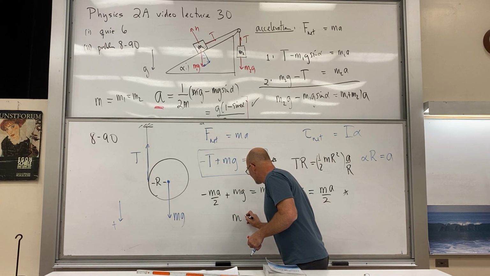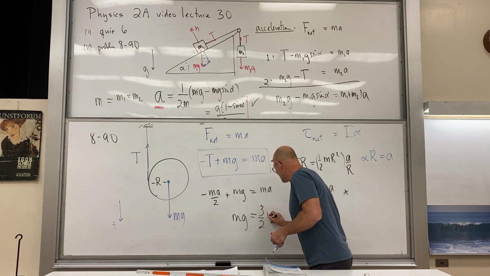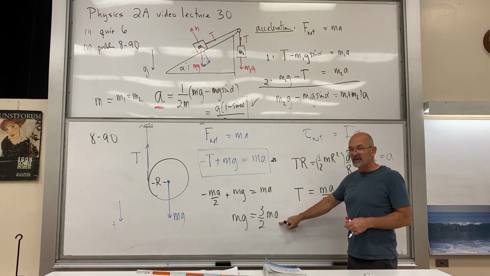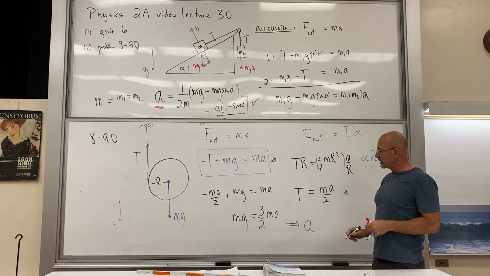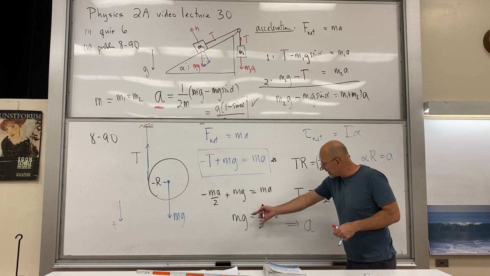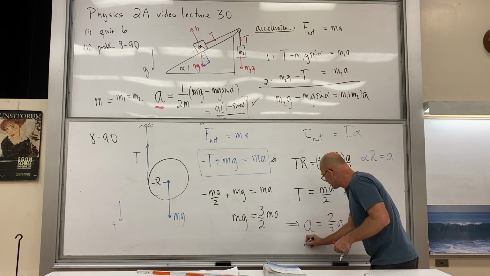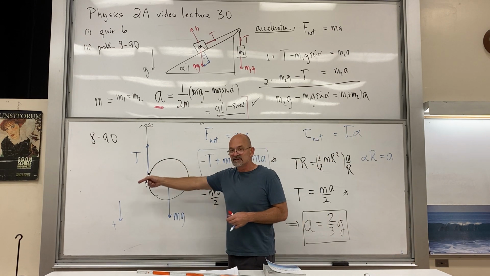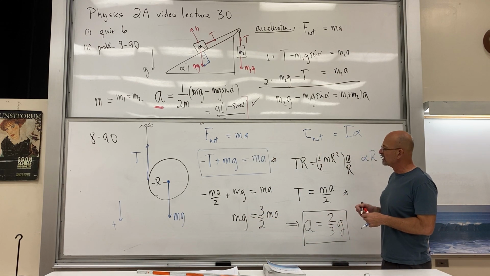And adding MA over 2 to both sides gives us 3/2 m times A, right? 1/2, 3/2 m times A, and this gives us the result we were told we would get. Cross multiply again, we're going to get 2/3 G. So as it unwinds, it accelerates with a constant acceleration, but 2/3 of G. It's not free fall, it's 2/3 of G. So yeah, that's the answer to that problem.